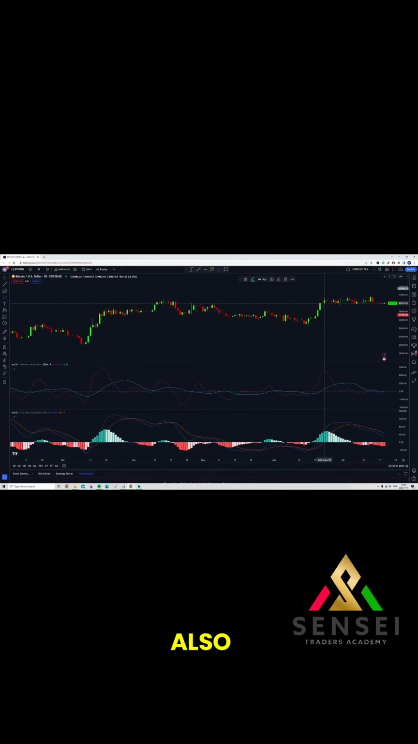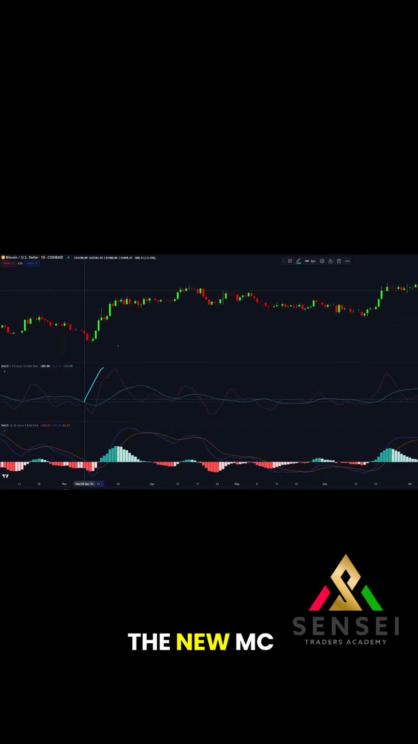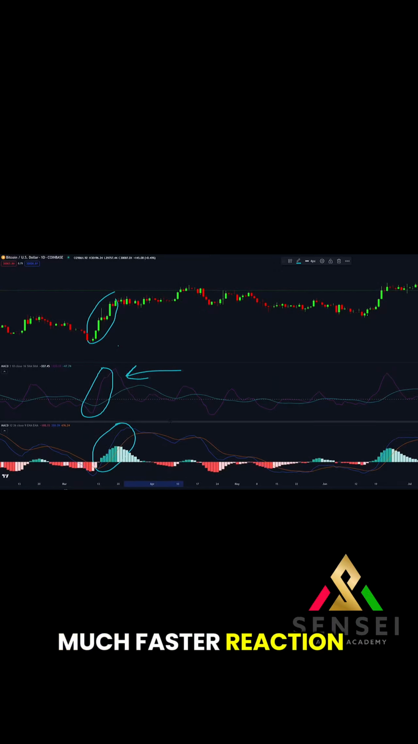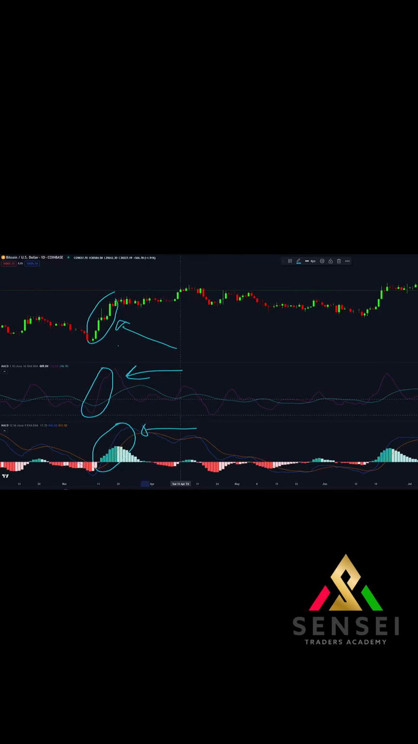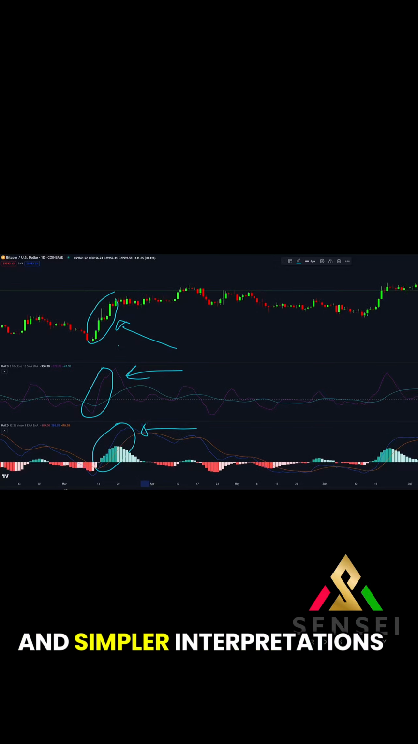And let's actually also pop up a normal MACD indicator so we can compare how the MACD looks like. The most apparent difference between these two indicators is that they use different periods to calculate the MACD indicator. And one consequence of this is that the new MACD indicator would react faster to price movements than the old MACD indicator. As you can see, with our new settings, we get a much faster reaction after this price increase right here compared to the previous MACD. These new MACD settings can be more suitable for traders who prefer quicker responses to price changes and simpler interpretations.